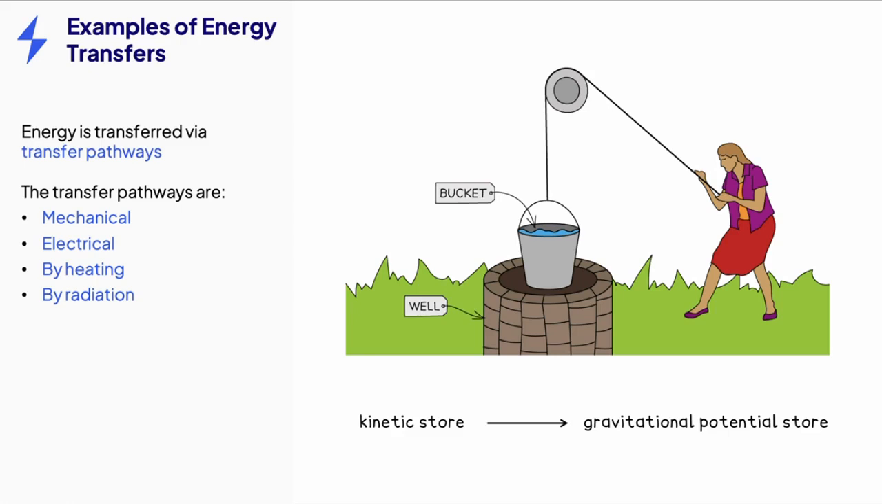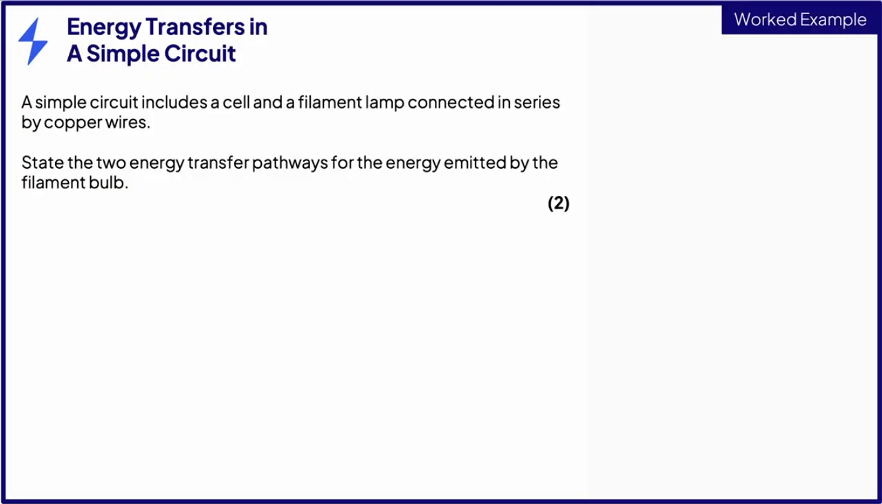The woman has applied a force over a distance by pulling on the rope, so the transfer pathway is mechanical. Therefore, energy from the kinetic store of the woman is transferred mechanically to the gravitational potential store of the bucket. Let's take a look at an example exam question. A simple circuit includes a cell and a filament lamp connected in series by copper wires. State 2 energy transfer pathways for the energy emitted by the bulb, and it's for 2 marks.